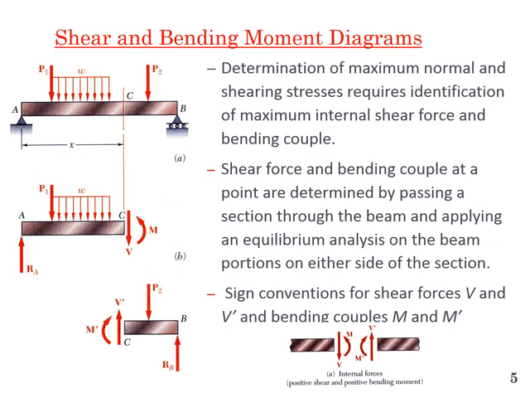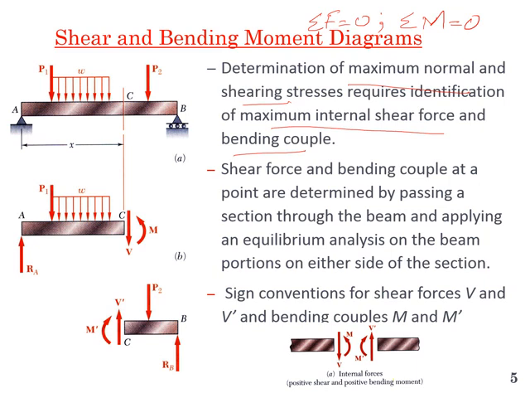Now, how to draw shear force and bending moment diagram. And again, this is using the static equilibrium condition that sum of forces is equal to zero and sum of moment is equal to zero. So how to draw shear force and bending moment diagram. In order to find the maximum normal stress and shear stress, we have to find the maximum value of internal shear force and bending couple. So shear force and bending moment couple at a point are determined by passing a section.